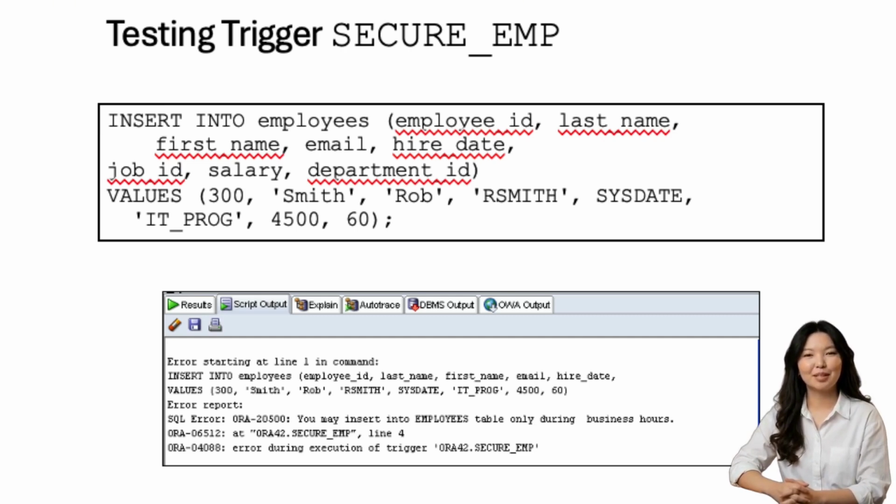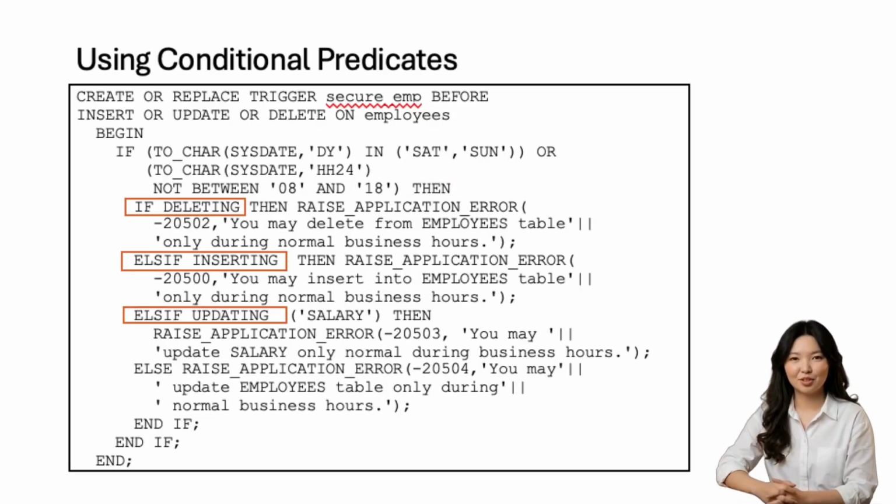Attempting to insert Rob Smith into the employees table with ID 300 during restricted hours will raise an error. This ensures data modifications occur only during business hours, maintaining data integrity and security. The trigger SecureEMP restricts data modifications on the employees table outside business hours. It raises specific errors for unauthorized actions, 2502 for deletions, 2500 for insertions, 2503 for salary updates, and 2504 for other updates. This ensures data integrity by enforcing time-based access control.